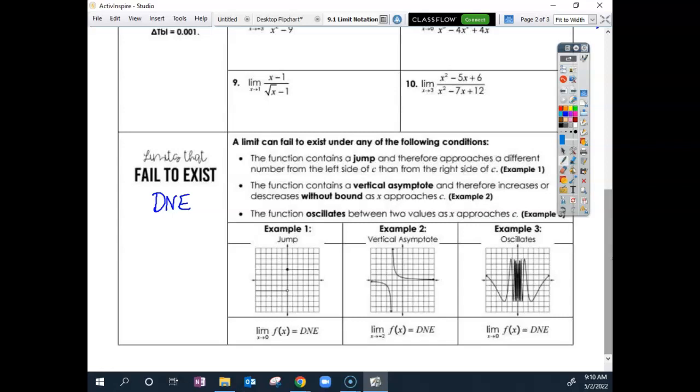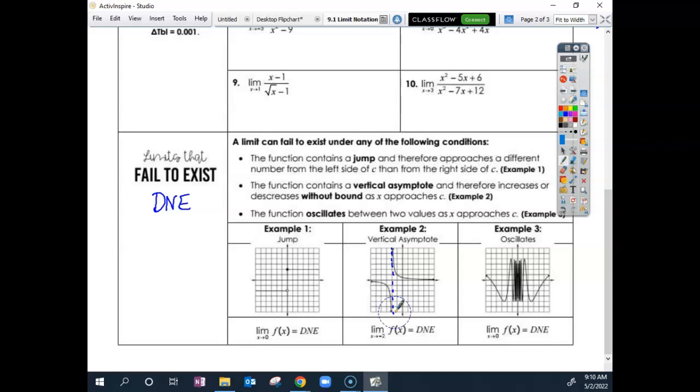At this asymptote, it's a vertical asymptote, and here's why the limit doesn't exist. If this is my limit right here at negative 2, from this side it goes to negative infinity, right? What does it go to from this side? Positive infinity. Do they match? If they don't match, it can't be a limit. So this does not exist because the limits are different. Does that make sense? Y'all get this?